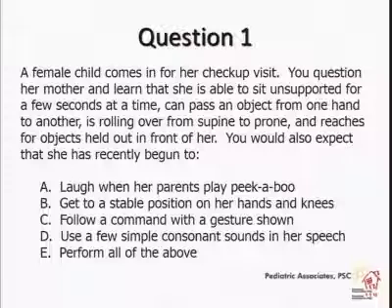Question 1, a female child comes in for her checkup visit. You question her mother and learn that she's able to sit unsupported for a few seconds at a time, can pass an object from one hand to another, is rolling over from supine to prone and reaches for objects held out in front of her. You would also expect that she has recently begun to A, laugh when her parents play peekaboo, B, get to a stable position on her hands and knees, C, follow a command with the gesture shown, D, use a few simple consonant sounds in her speech, or E, perform all of the above.